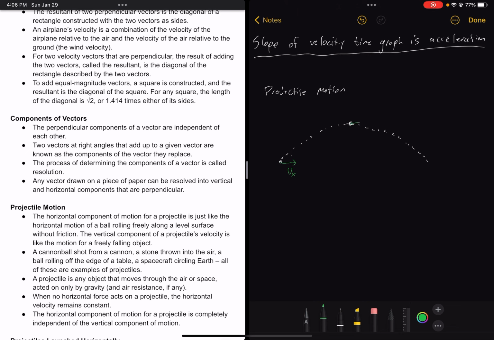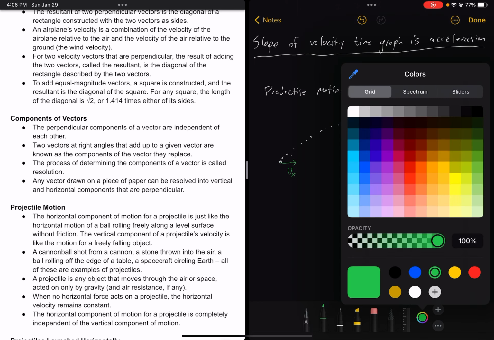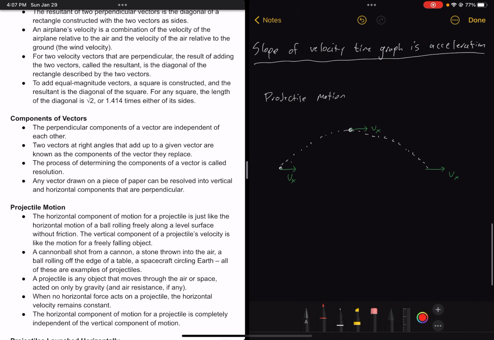At all the different points, Vx doesn't change, right? So say I have some point over here, Vx isn't going to change. But Vy will change, right? For Vy, I'll make it red. So this is your velocity in the y direction, okay?